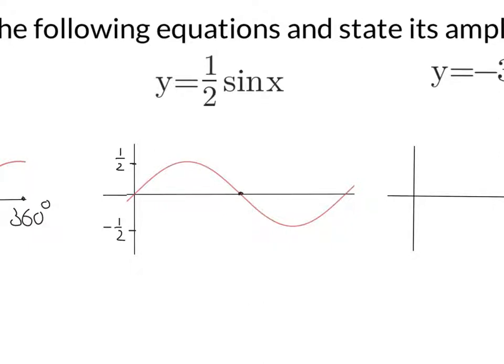So the x-intercepts are still where they were, so 180 degrees and 360. That still means that the maximum point is still at 90 degrees, and the minimum is at 270 degrees.